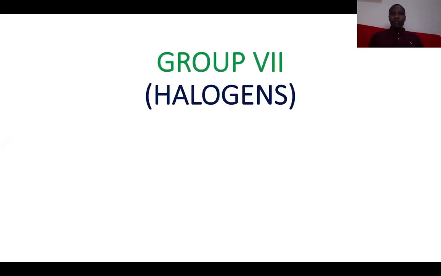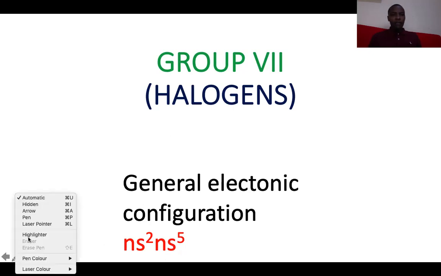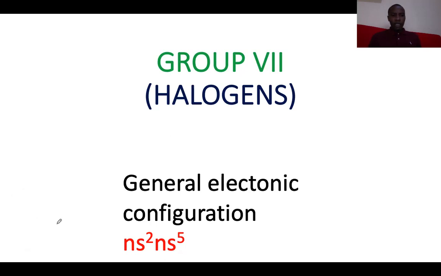Group 7 elements are the so-called halogens, and we very well know that the halogens have a general electron configuration ns2 np5. Actually, np5. I think we have to correct that. So allow me to look at that critically. There was some error here. np5.